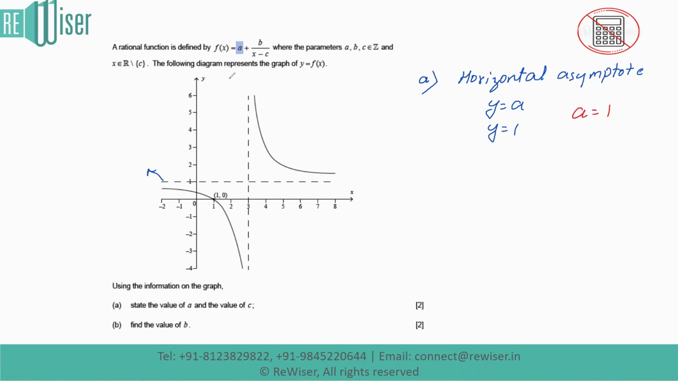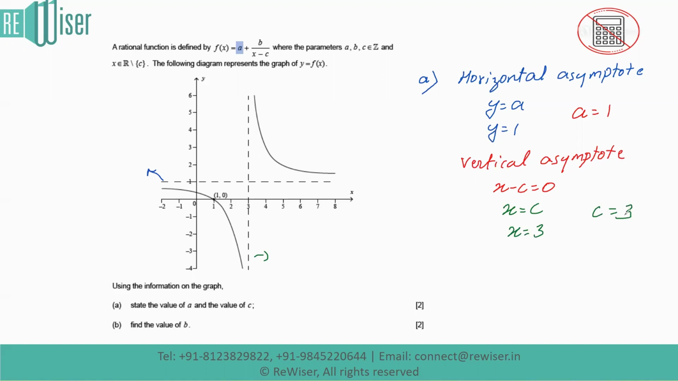And c has something to do with the vertical asymptote. If any rational function is given in this format, if you equate the denominator to 0, that gives us the equation of the vertical asymptote. In this case, x equals c will be my equation of the vertical asymptote. From the graph, I can see a vertical dashed line passing through 3. So x equals 3 is the vertical asymptote. That's why the value of c is 3.